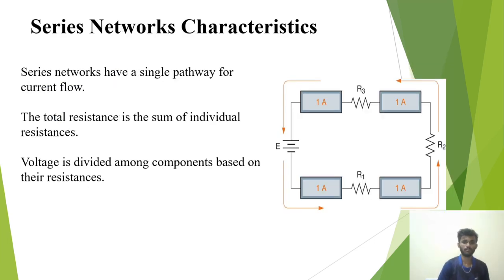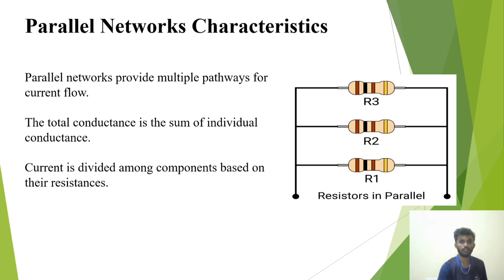Series network characteristics. A series network has a single pathway for current flow. The total resistance is the sum of individual resistances. Voltage is divided among components based on their resistance. Parallel network characteristics. A parallel network provides multiple pathways for current flow. The total conductance is the sum of individual conductances. Current is divided among components based on their resistance.